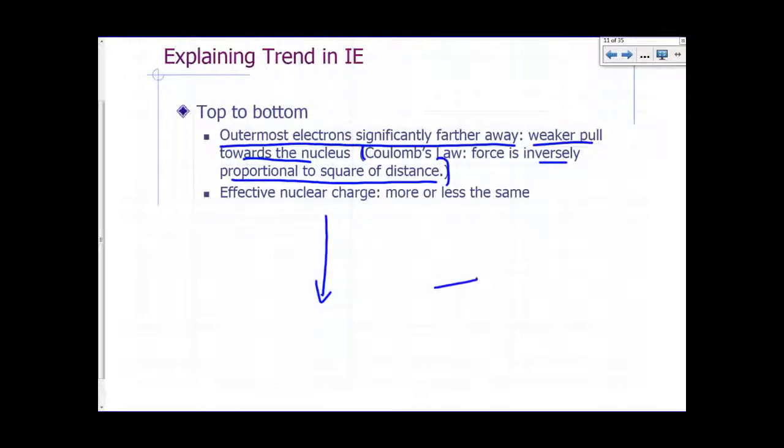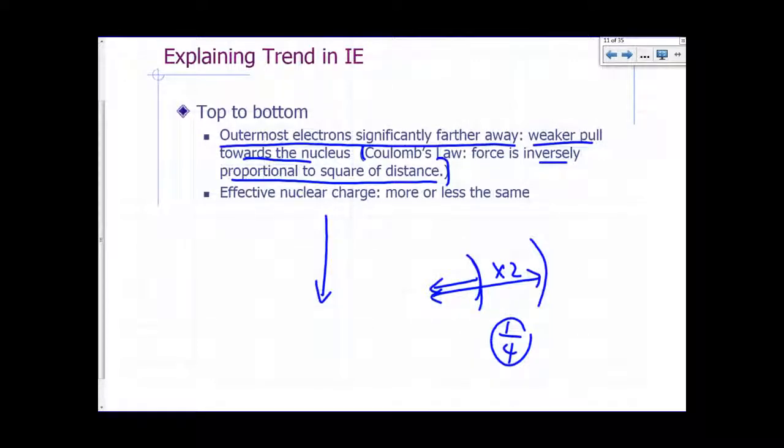So if you double the size of the shell, you double the average distance from the nucleus, the force of the nucleus that's pulling that electron towards the nucleus is going to get cut to a quarter of what it was in an inner shell that's closer to the nucleus. So you're looking at more or less the same effective nuclear charge, but as you move further away, you're going to see a significant drop in the force on the electrons in the outermost shell. So that explains the trend in ionization energy going down a group.